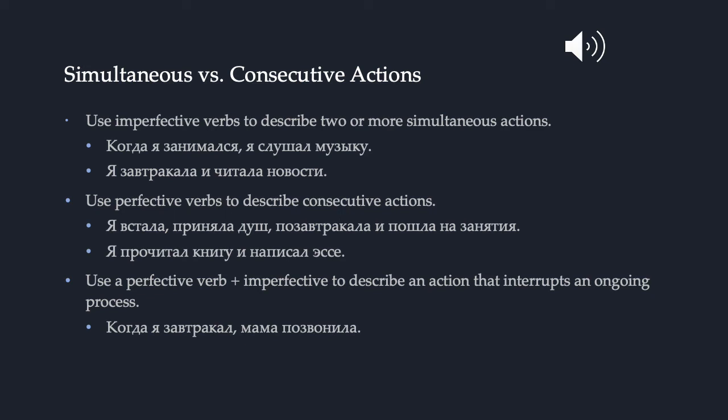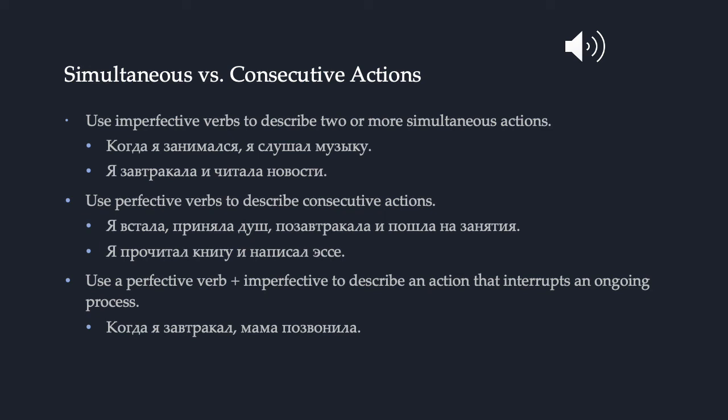We have a series of completed one-time consecutive actions, so we're going to use a series of perfective verbs. Or, for instance, я прочитал книгу и написал эссе. I finished reading the book and wrote the essay. First, I finished reading the book, and then I finished writing the essay. Two consecutive completed actions.